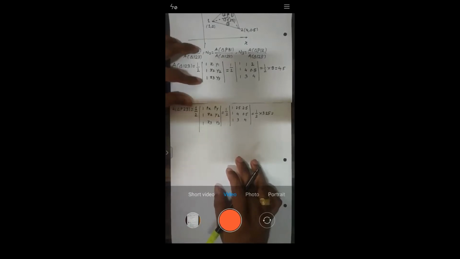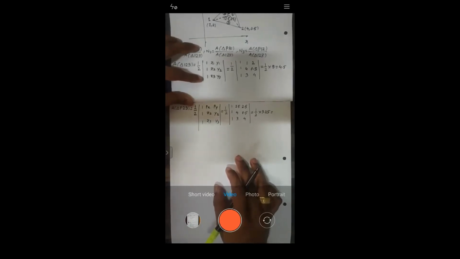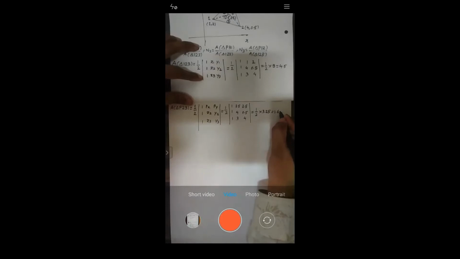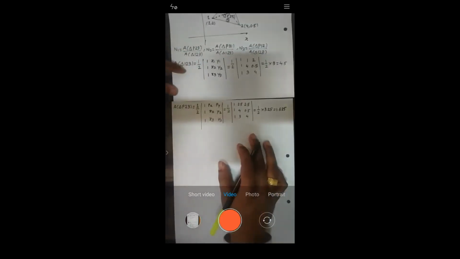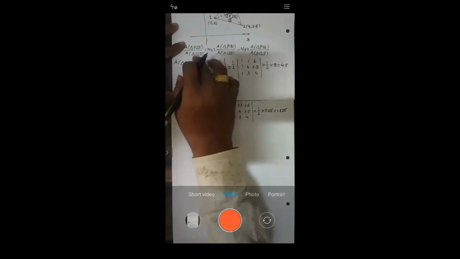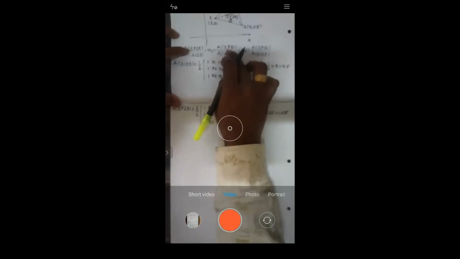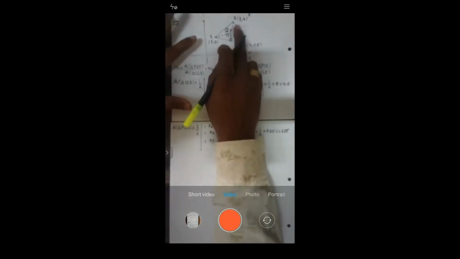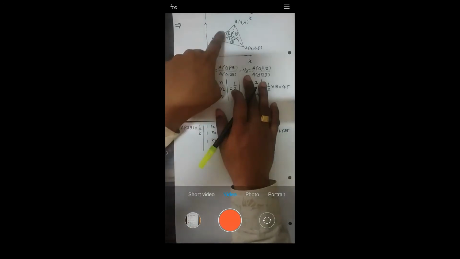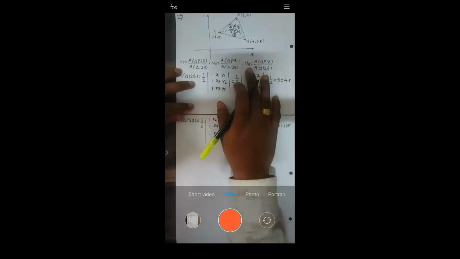How many of you are solving this? Tell me 3.25 by 2. 1.625, right? So this you have done it for P23, right? So now we will do it for all those triangles. Now we have done it for area of triangle 1, right? We have calculated the area of triangle 1. Similarly, we will calculate area of triangle 2 and 3.